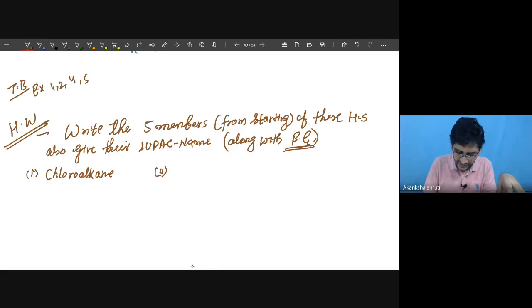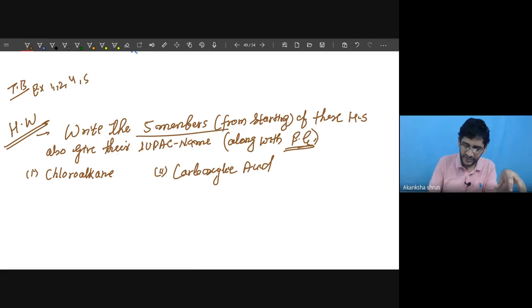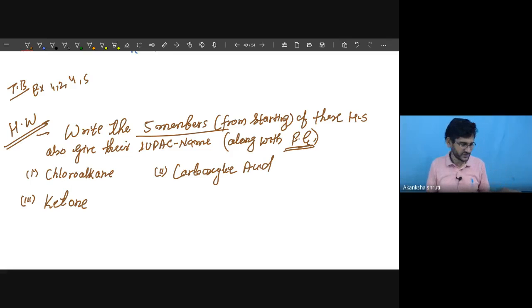The second one is carboxylic acid. 5 members you have to write. You also have to write the name. Okay. Ketone also. For ketone, you will vary both sides. Once you vary on one side, then another on the other side. I have already written the 2 or 3 members in that table. So please do only this much. This much is enough for it.